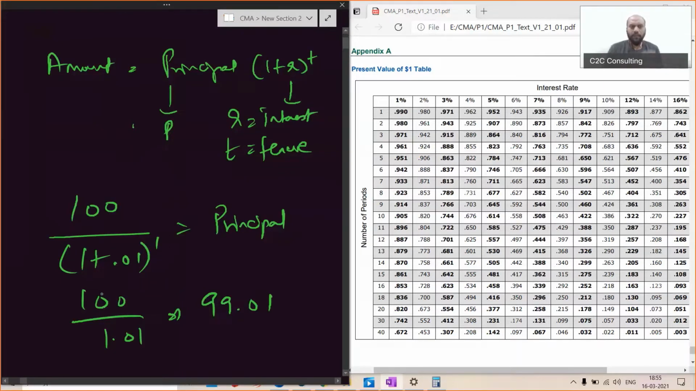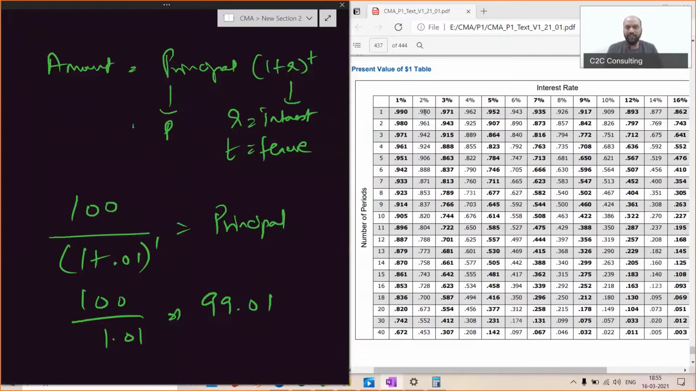The same principle: amount is a function of principal into 1 plus R to the power of T. You can write it either way, and to find out present value, we'll use the present value table. So now let's figure it out. What is this 0.99? For 1 year at 1% interest, if I invest 0.99 today, I'll get $1 after 1 year at the rate of 1%. That's what we did here: $100 I'm getting in future, today I invest $99. So the bank is paying me 1%.